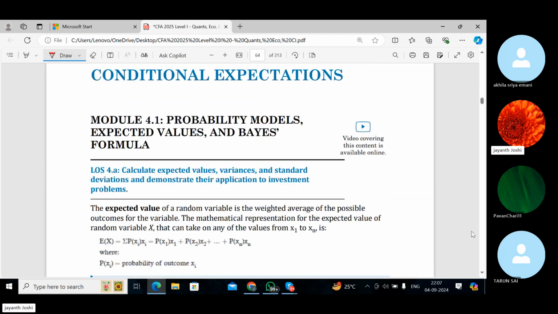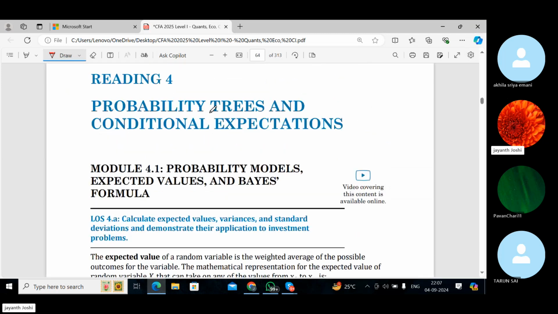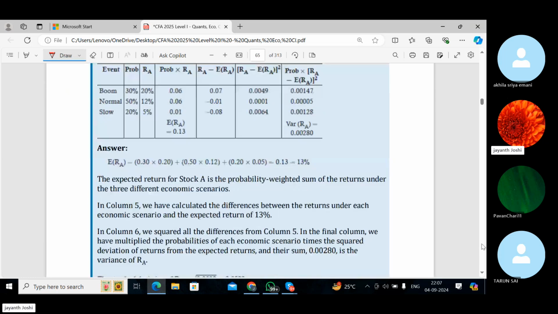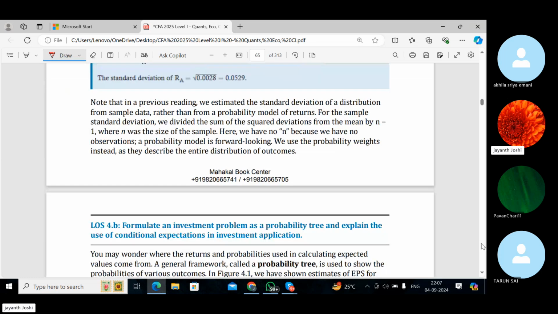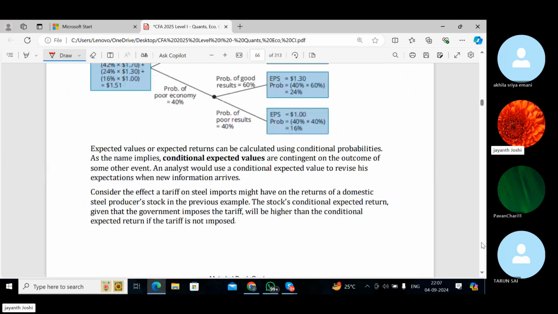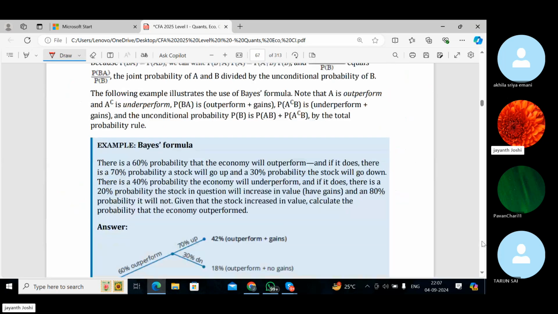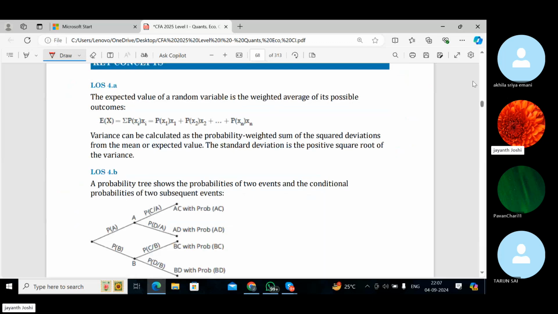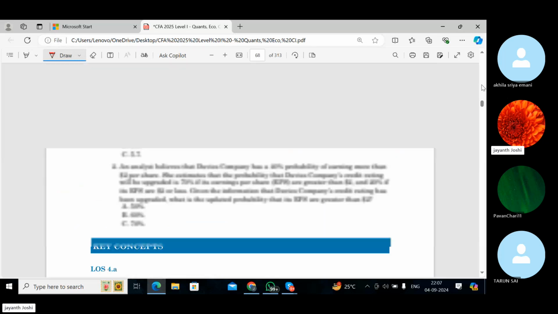Now, the next topic we are going to take up is probability: probability trees and conditional expectations. A very simple concept. Only Bayes' theorem is what you need to understand in this, so we will do the Bayes' theorem also. I'll explain what Bayes' theorem, the Bayes' formula, is. We can finish that chapter by tomorrow itself.